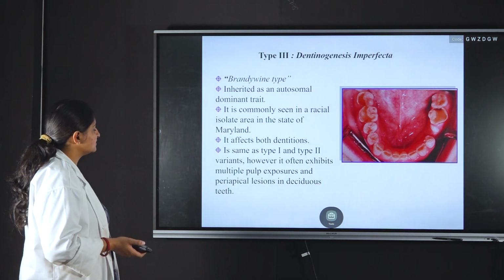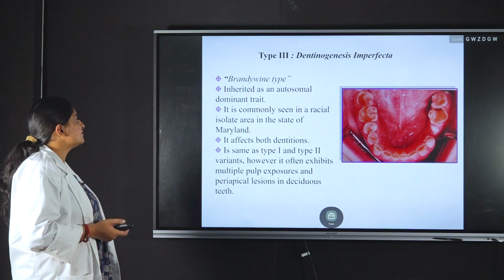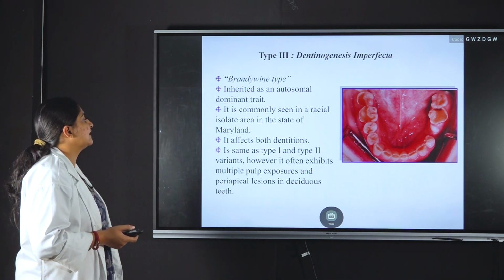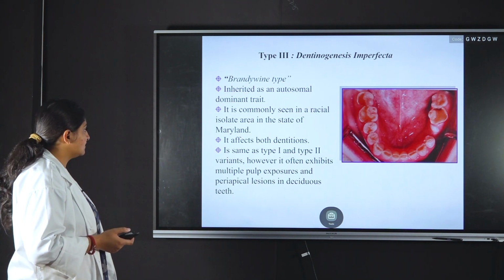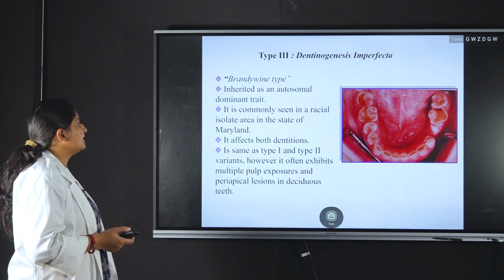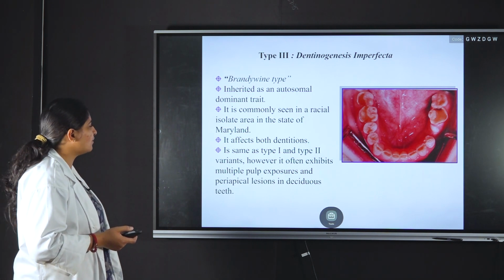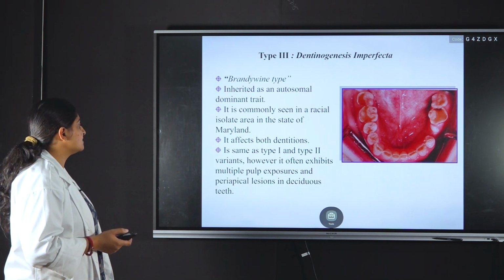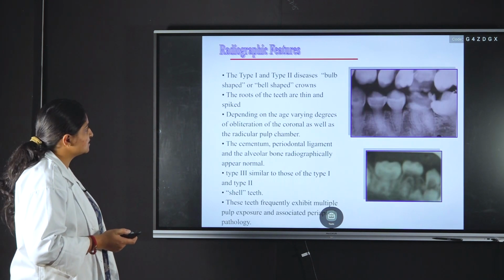Coming to the third type, it is inherited as an autosomal dominant trait, and it is commonly seen in a racial isolate area in the state of Maryland. It is commonly seen in that region, and it affects both dentitions. It is the same as type 1 and type 2 variants. However, it often exhibits multiple pulp exposures and periapical lesions in deciduous teeth.